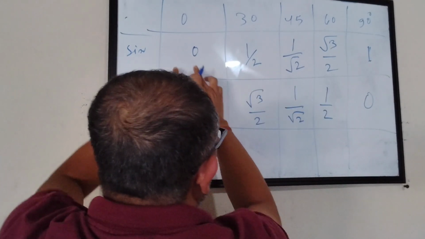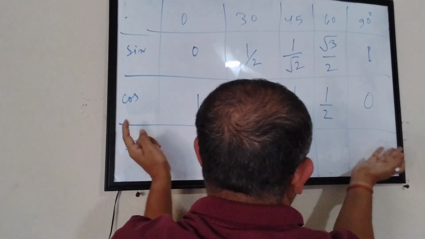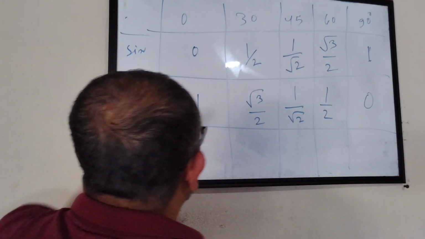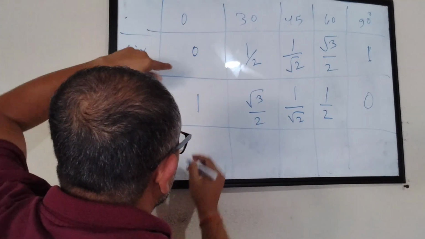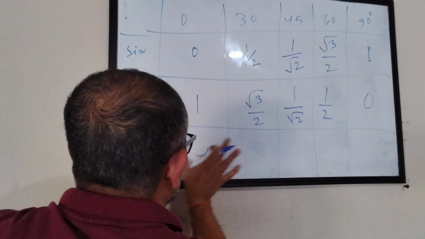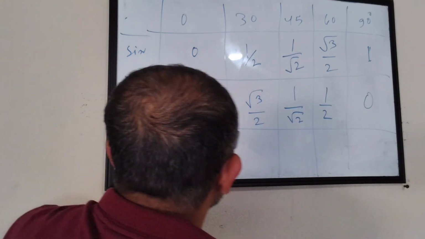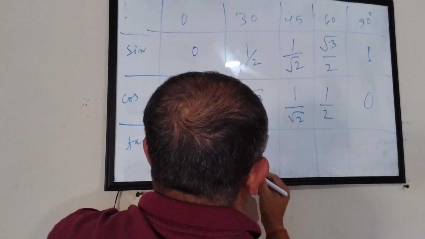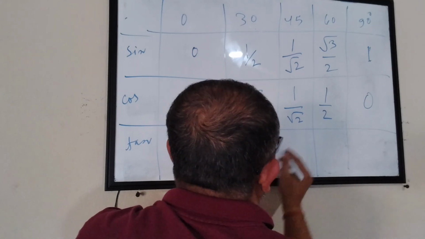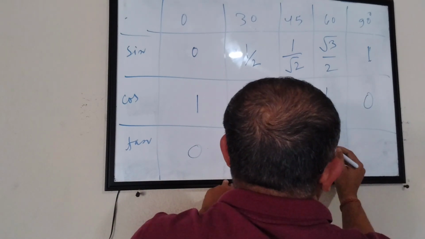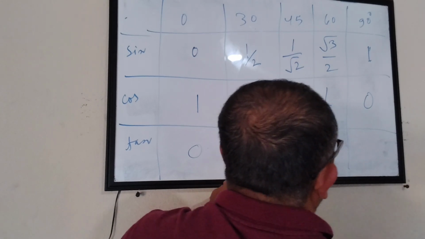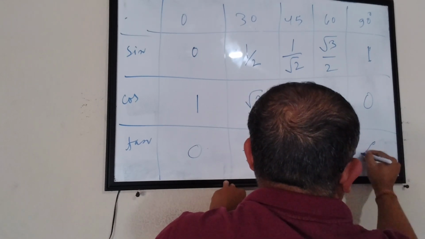So what you can see is, whatever you have plotted here just gets reversed. And tan anyway, sine by cos is tan. So 0 by 1, this is infinity. No, 0 by 1 is 0. My bad. So this will become 1 by root 3. This will become 1. This will become root 3. And this will become infinity.